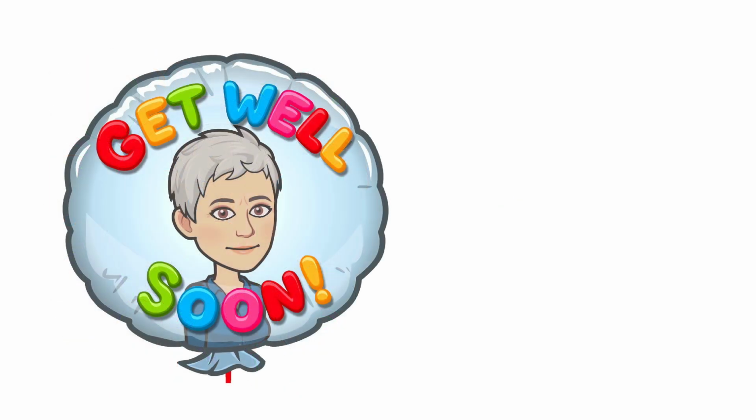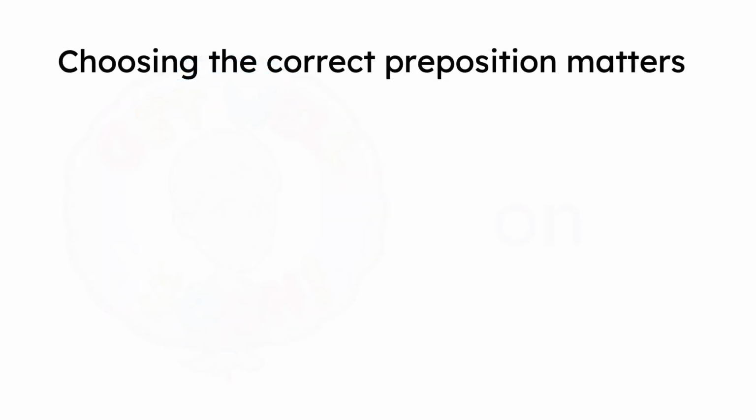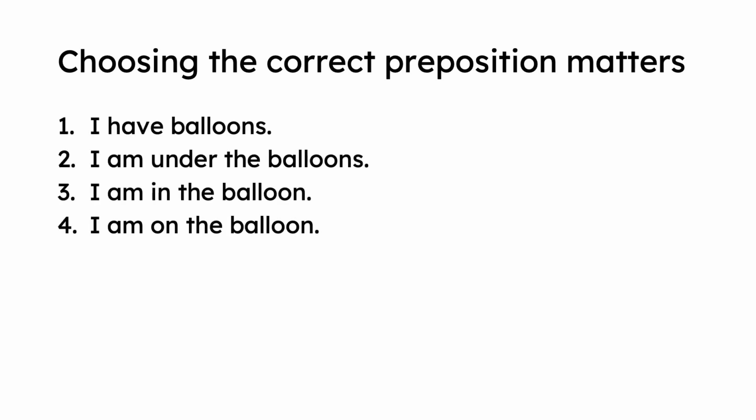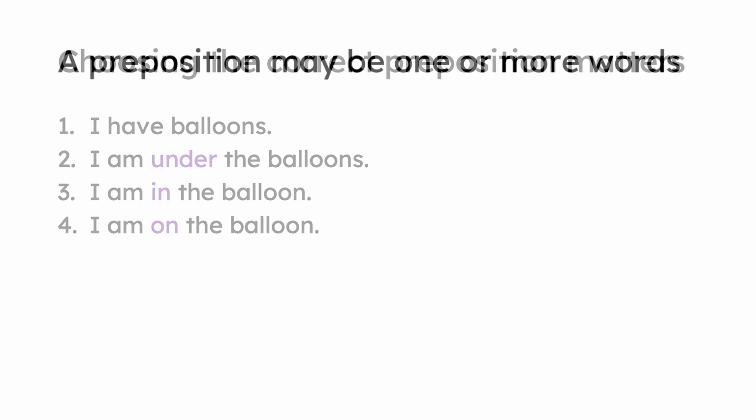How about this one? In. I am in the balloon. This wouldn't really happen. It's just pretend. How about this one? On. My picture is on the balloon. So in these 3 sentences, we have, I have the balloons, no preposition. I am under the balloon. I am in the balloon. I am on the balloon. So can you see how the preposition changes the meaning of the sentence?